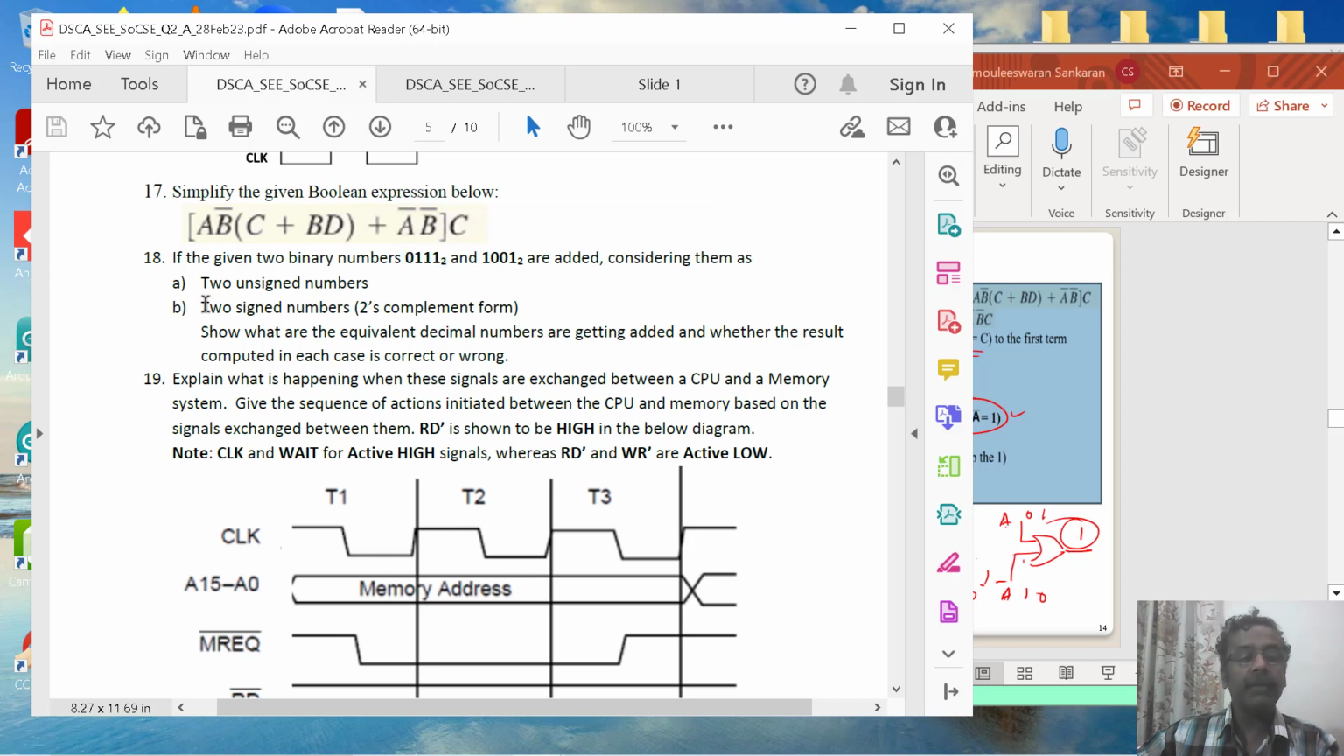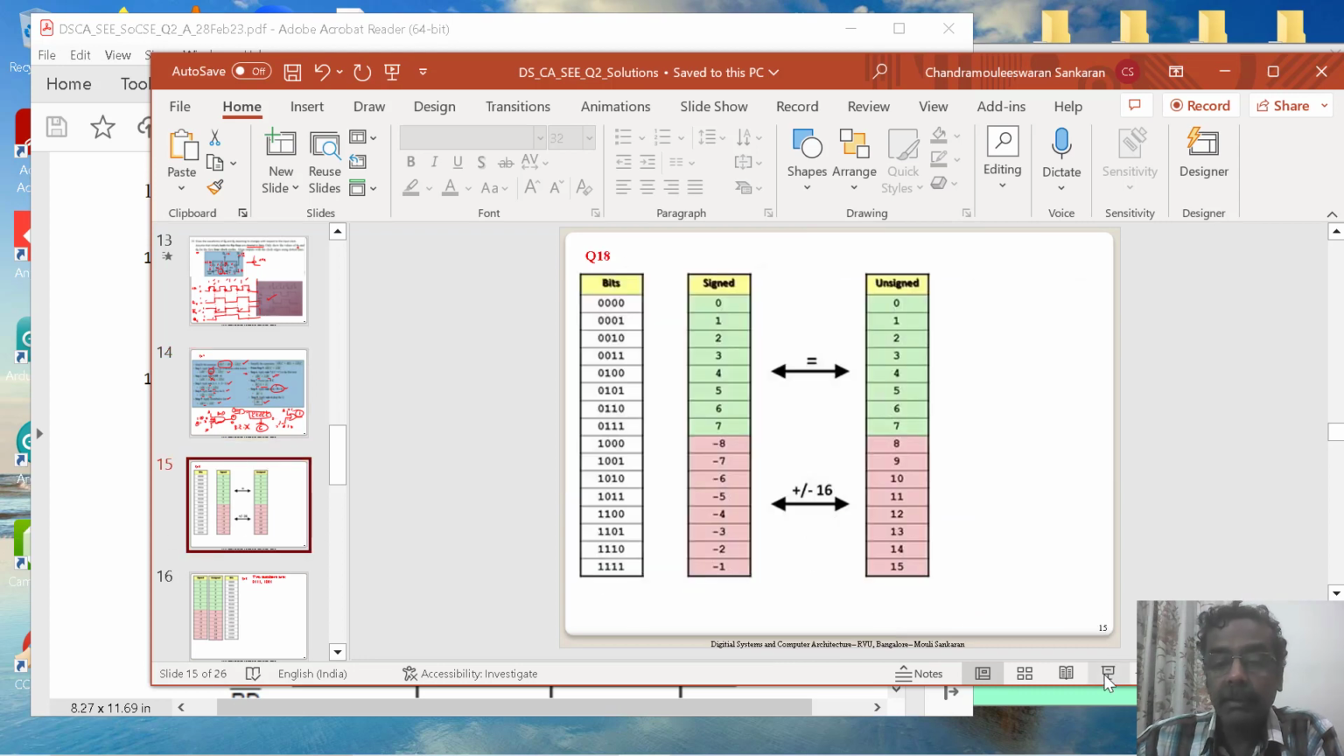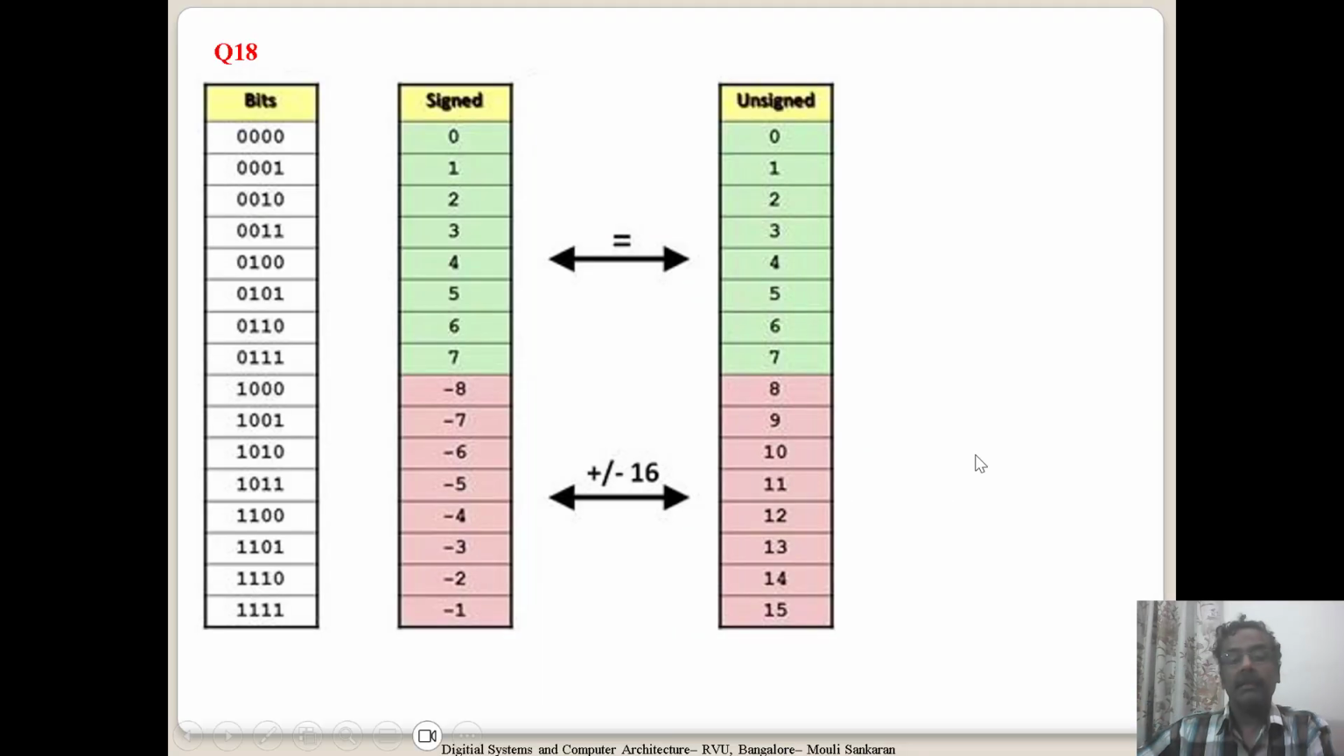Unsigned, and then assume that they are signed. That means they are in 2's complement form, and perform the arithmetic. And then show what the equivalent decimal numbers getting added are and whether the result computed in each case is correct or wrong. So let me explain this. This has been a tough thing for students to understand, and even senior experienced engineers have difficulty understanding this. Now let us look at 4-bit values.